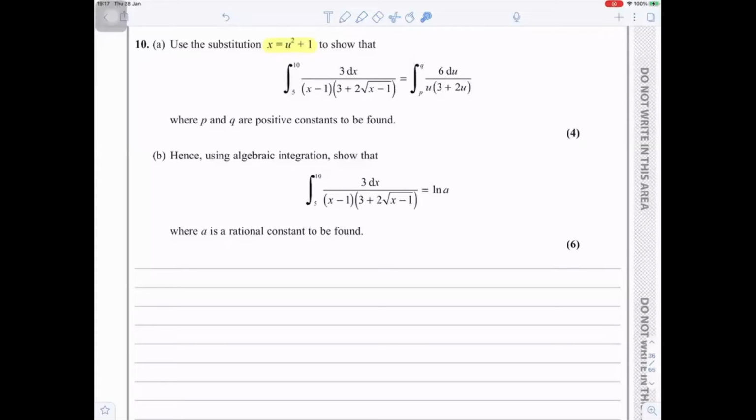Question number 10. Use the substitution x equals u squared plus 1 to show that the integral of 3 divided by (x minus 1)(3 plus 2 root x minus 1) can be written as the integral of 6 over u(p plus qu), where p and q are positive constants to be found.